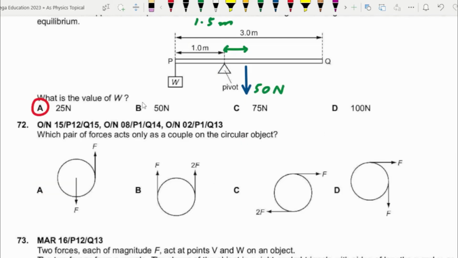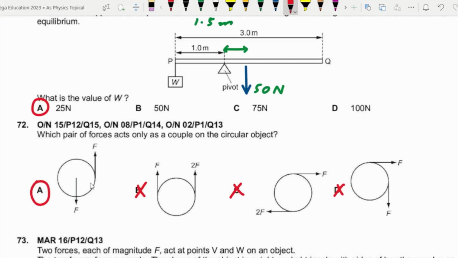Alright, then we have the next question. Which of the forces act only as a couple on the circular objects? So the forces have to be opposite. In the option B, the forces are opposite, but they are not equal in magnitude. So C is out the window. B, the forces are not even opposite. D, the forces are perpendicular. A, the forces are opposite, the forces are equal. They are not acting on the same point.